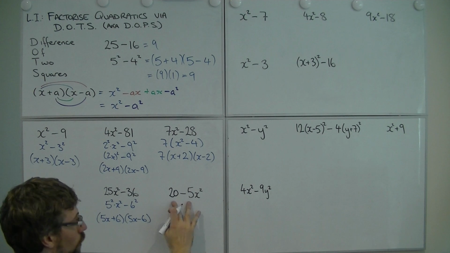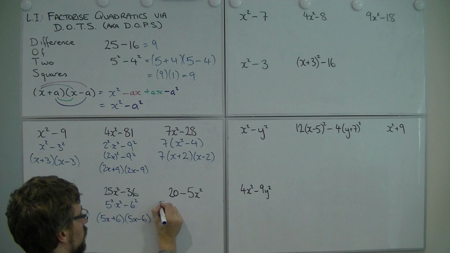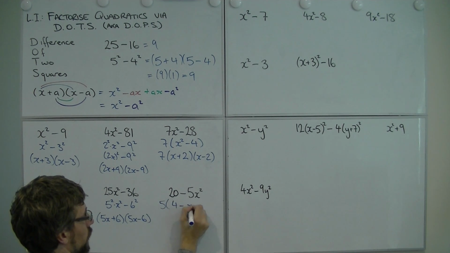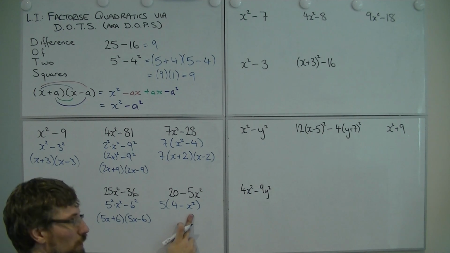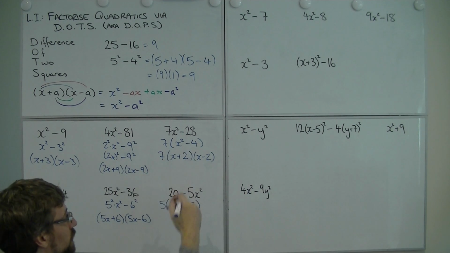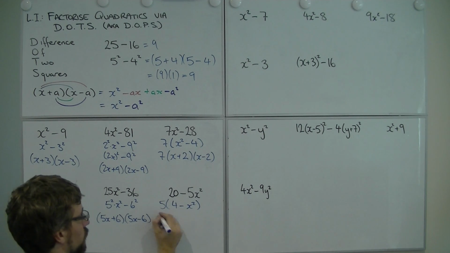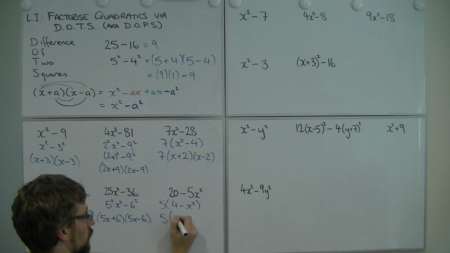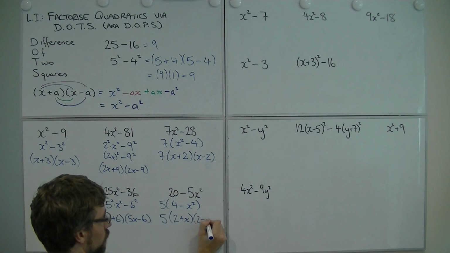Well, I've got non-square numbers, that's looking a bit annoying, but 20 and 5, they both divide by 5. So this is 4 minus x squared. Okay, oh, well, hang on, the x is on the other side. Well, does that really matter? No, because we've just been treating this as a number anyway. So it's a number and a number, now it's a number and a number. Doesn't make much difference. Just the order changes around. Okay, so the first number is now 2 plus x. Second number, 2 minus x.